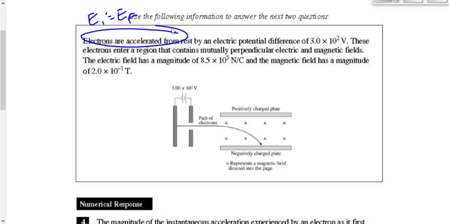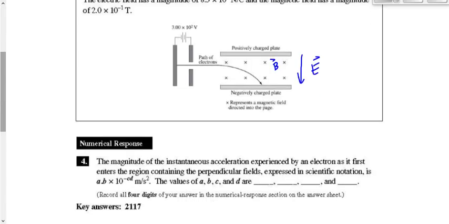The electrons enter a region that contains mutually perpendicular electric and magnetic fields. Here's the electric field strength. Here's the magnetic field strength. All right. So we've got an electric field that goes this way, and we've got our magnetic field that goes into the page you can see here. We want to find the magnitude of the acceleration experienced by the electron as it enters this section here.